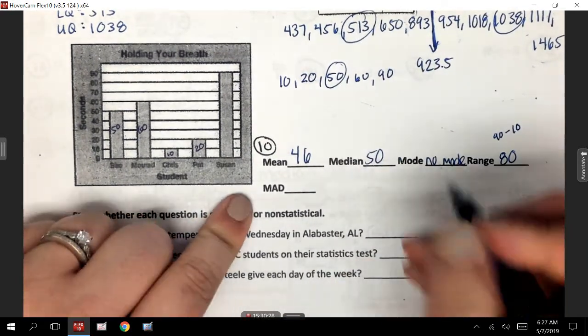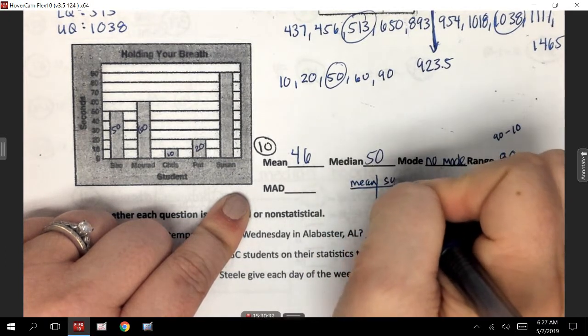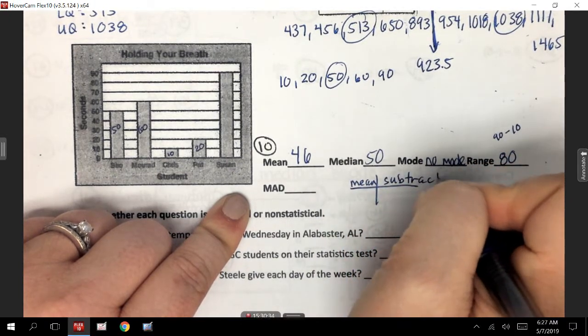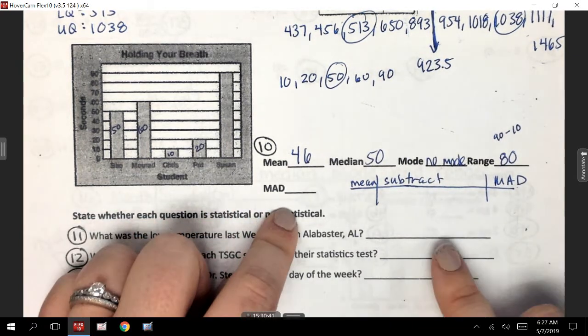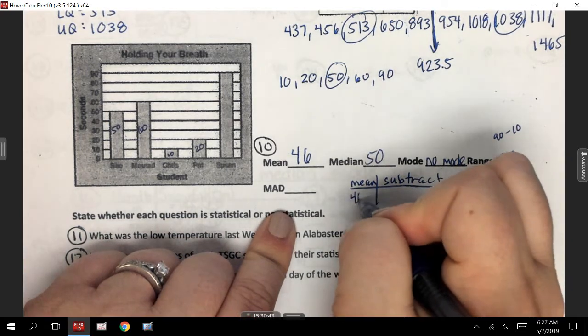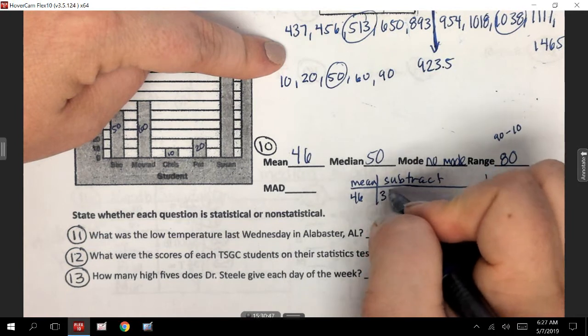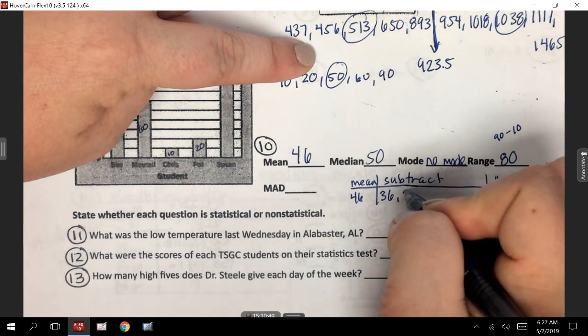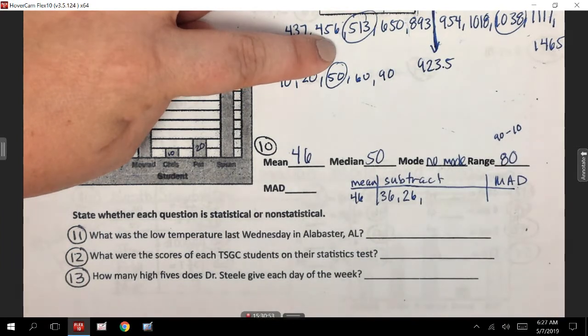All right, mean absolute deviation. We need the mean. Then we need to subtract. And then we need to do the mean again to get that mean absolute deviation. So my mean, we already know, is 46. If I subtract, starting with that first number, 46 and 10, I get 36. 20, I get 26. When I subtract 50, I get 16. Nope, I get 4. 50 minus 46 is 4.